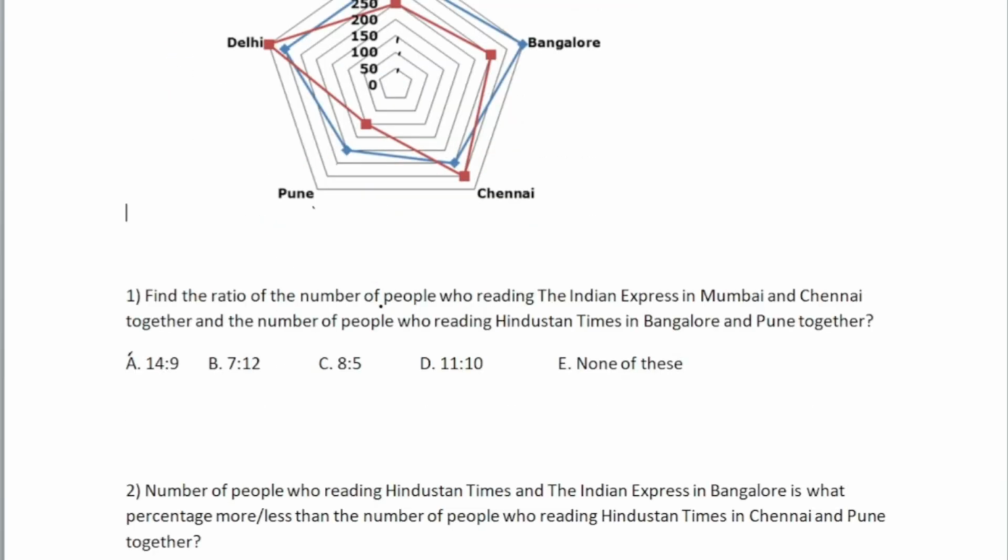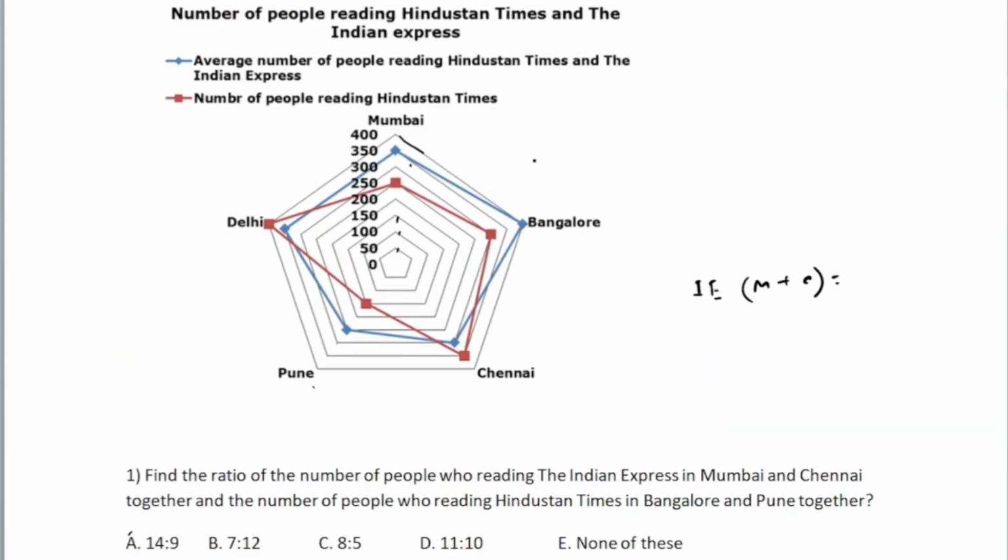So पहले ये देख लेते, find the ratio of the number of people who read Indian Express in Mumbai and Chennai together, and the number of people who read Hindustan Times in Bangalore and Pune together. So Indian Express in Mumbai and Chennai together, पहले इसको देख लेते हैं. What is the number of people who are reading Indian Express in Mumbai and Chennai together?